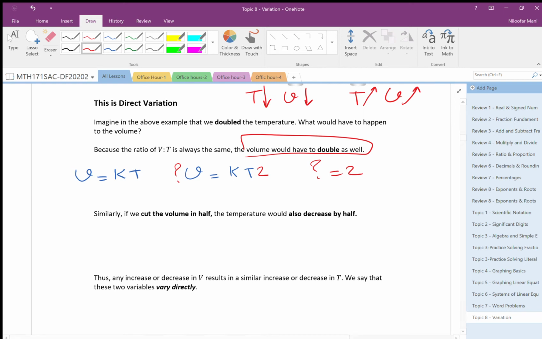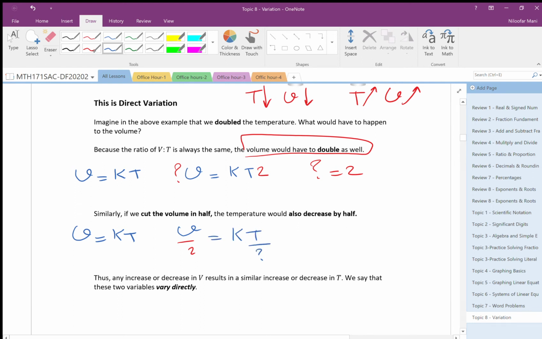This way is totally correct, but it's not really mathematical. I will use the mathematical way later. If you go by this method, I give you full mark. If you go by the mathematical method, I give you a bonus mark because that has more details, but both of them are correct. Here, V equal KT. What happened if I cut the volume, so if I have V divided by 2, what happens to the temperature?